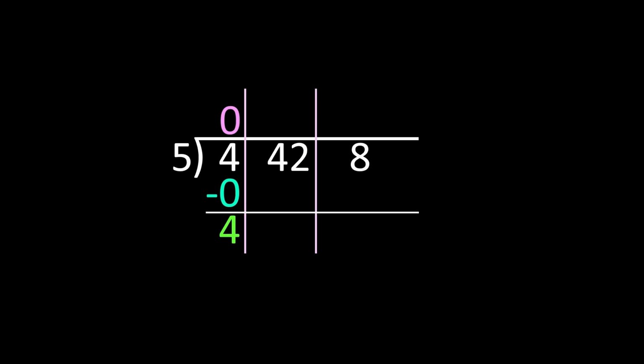Now I'm working in that middle section of the problem. I have 42 divided by 5. I start back with division. 42 divided by 5 is 8. 8 times 5 is 40. 42 minus 40 is 2. And instead of bringing a number down, I'm going to bring the 2 up into the next section of the problem. And now I have 28 divided by 5. 28 divided by 5 is 5. 5 times 5 is 25. And then I need to subtract. 28 minus 25 is 3.